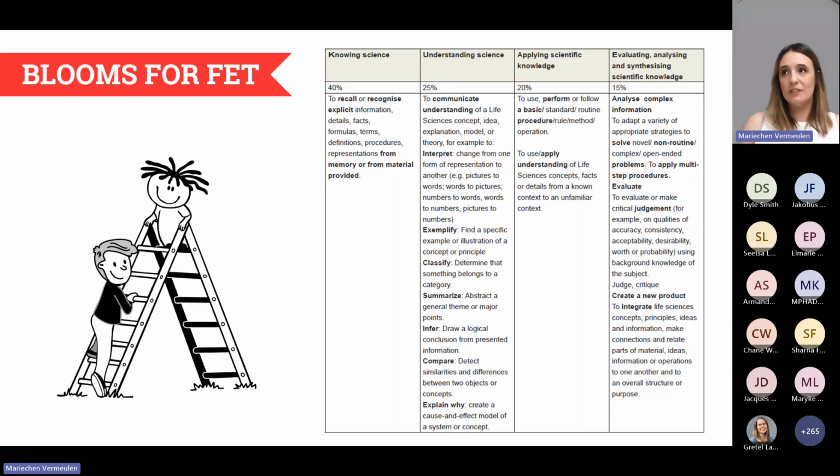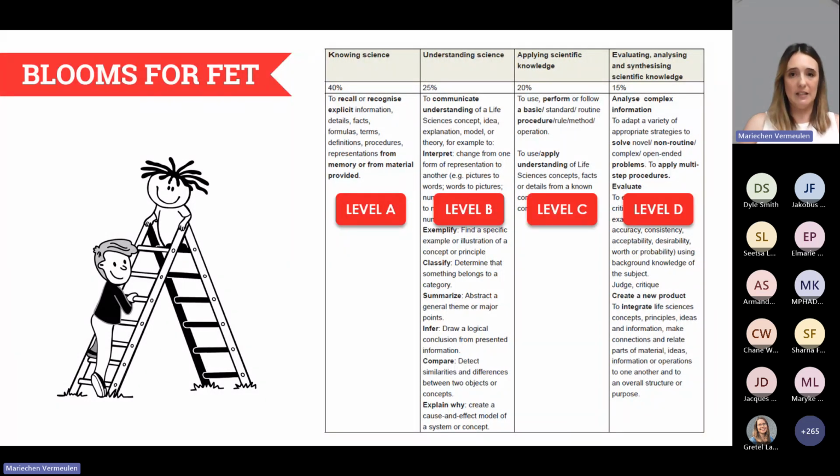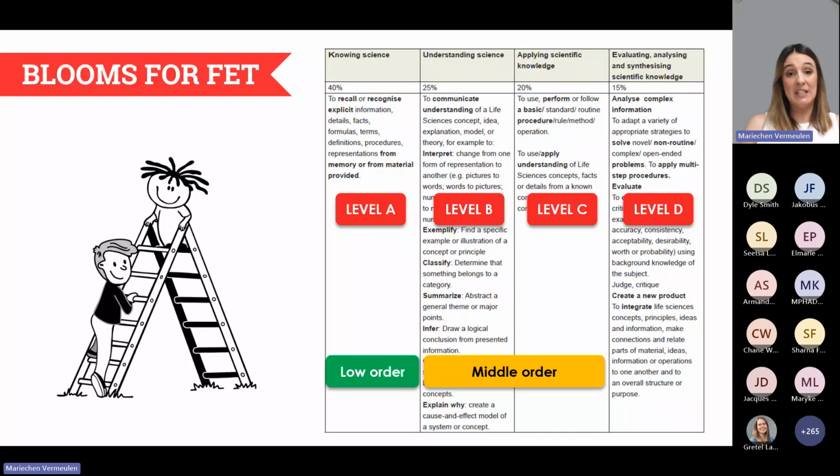So just if you didn't know, the FET phase for the life sciences, specifically now I'm looking at our webinar we presented, you have a level A, which is just knowing. You have a level B for understanding, a level C applying, and a level D analyzing, evaluating, synthesizing. So if you think in terms of low, middle, and high, knowing would be low order. Being able to understand and apply is considered middle order, and then higher order is evaluating, analyzing, synthesizing, etc. And that makes sense to me.